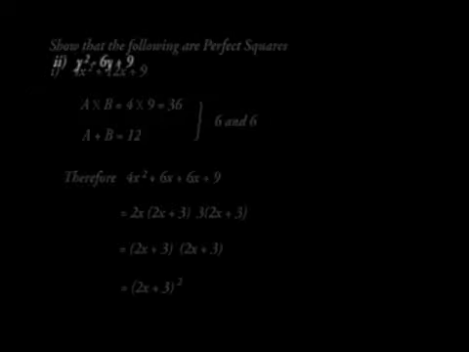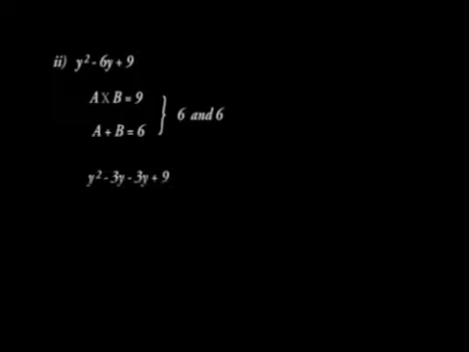Number 2, y squared minus 6y plus 9. Our numbers are negative 3 and negative 3. Therefore, y squared minus 3y minus 3y plus 9, we factorize and we end up with y minus 3 times y minus 3, which can be y minus 3 squared.